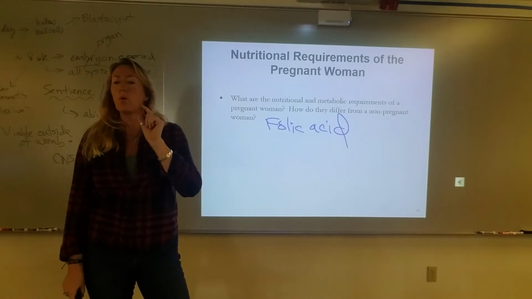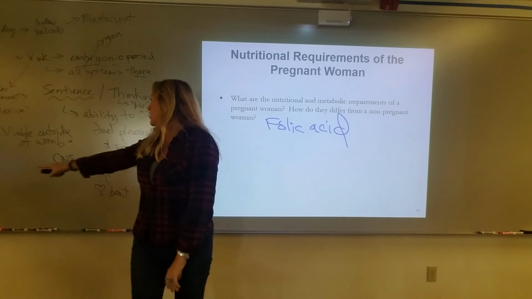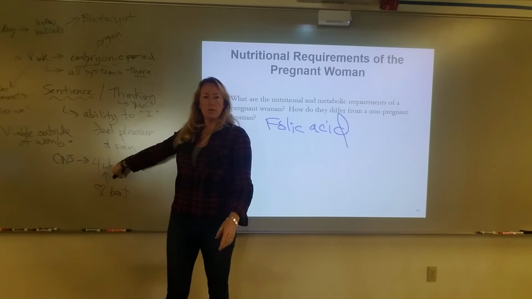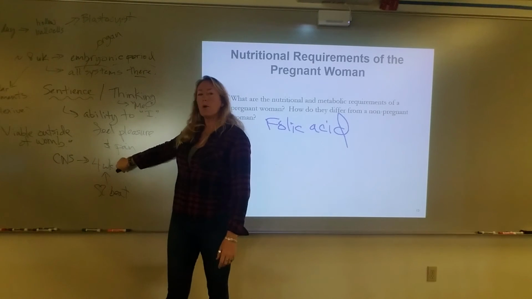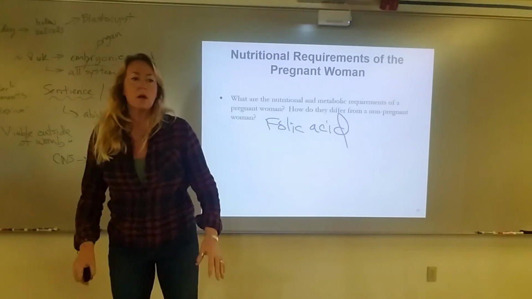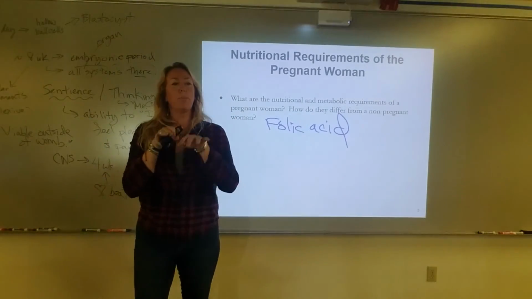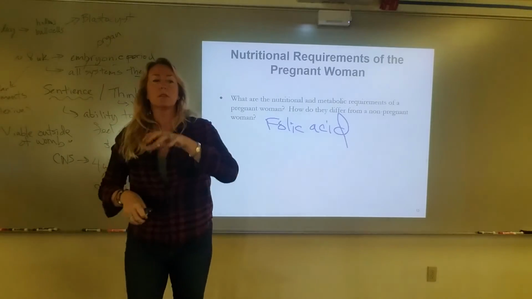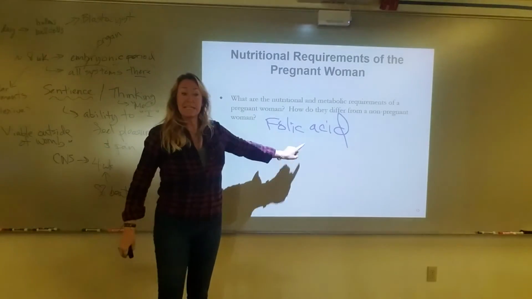Folic acid is an important vitamin for formation of the nervous system. Development of the nervous system is already happening at week 3, week 4, week 5. The spinal cord is going to develop, thickens, rolls up, pinches in, and the brain forms. Folic acid is needed for that.